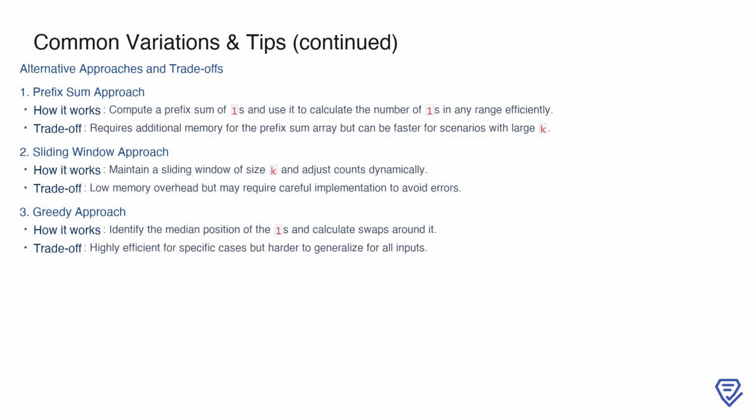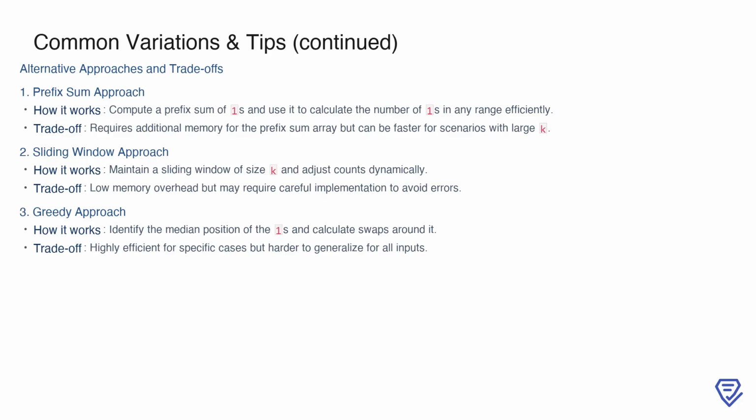There are also alternative approaches you might consider, each with its own trade-offs. One option is the prefix sum approach, where you compute a prefix sum of ones to efficiently calculate the number of ones in any range. While this can speed up the calculation, it requires additional memory for the prefix sum array, which may be a concern for very large inputs.